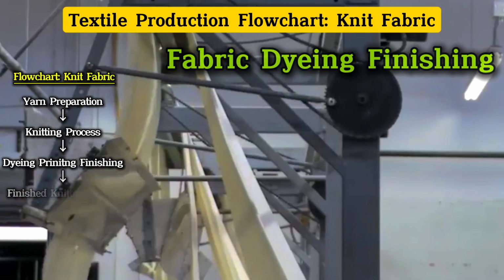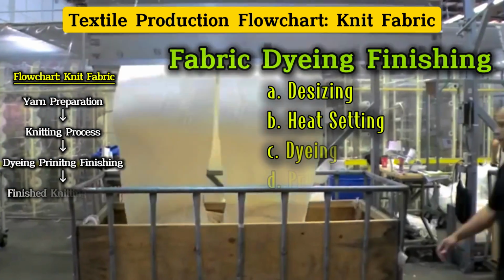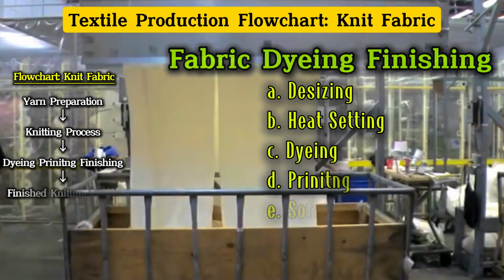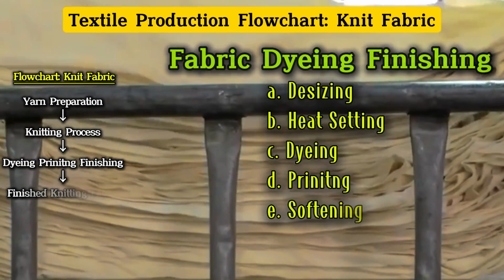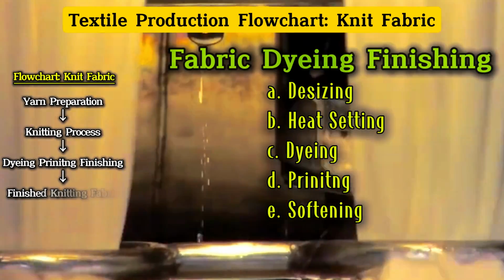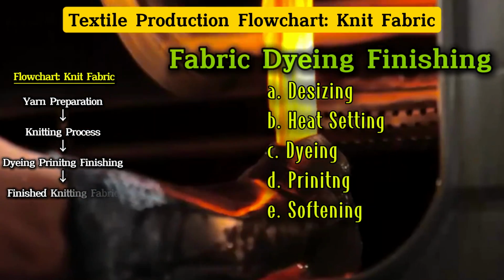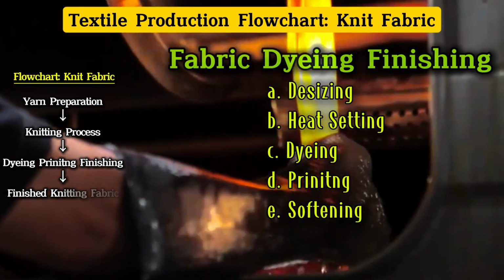Fabric finishing. Desizing. Removal of any sizing or lubricants used during the knitting process. Heat setting. Used for synthetic fibers like polyester to stabilize the fabric and prevent shrinkage. Dyeing. The knit fabric is dyed in solid colors or multicolored patterns depending on the desired end product.